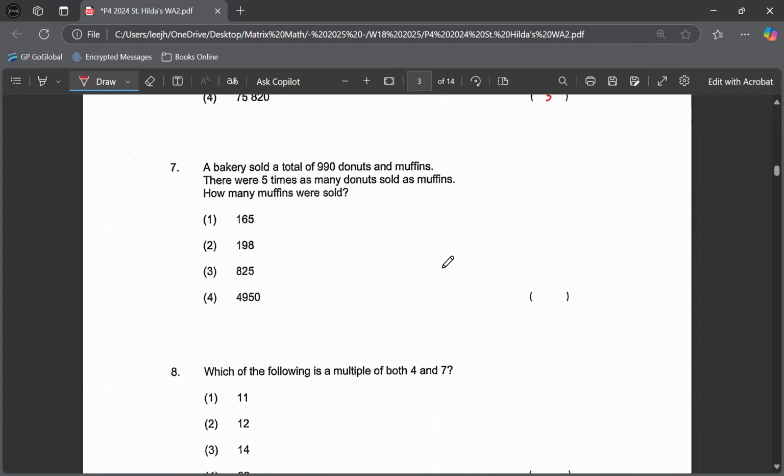Question 7. A bakery sold a total of 990 donuts and muffins. There were 5 times as many donuts sold as muffins. I want to find the number of muffins sold. So this kind of question, you draw a model, okay? So total 990, but 5 times as many donuts as muffins. So donuts will be 5 units. 5 times, right? Then muffin just 1. Total 990. Find the number of muffins sold.